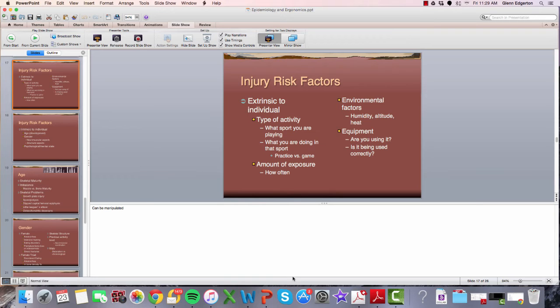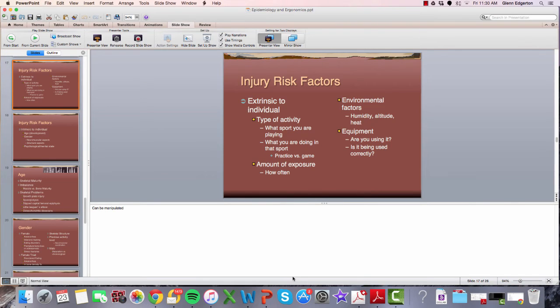So the type of activity, for example, what sport they're playing, what you're doing in that sport. So is it a practice? Is it a game? Is it a high-intensity drill, low-intensity drill? How often do you do that activity? Again, those are things that are not coming from the individual. It's something that the individual has to react to. Environmental factors. Is there humidity? Is there heat? Are they at altitude? Is it cold? Is there a lot of dust? Is there a lot of wind? Those are environmental factors that can lead to injury.